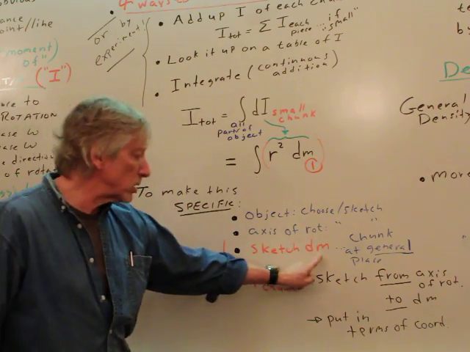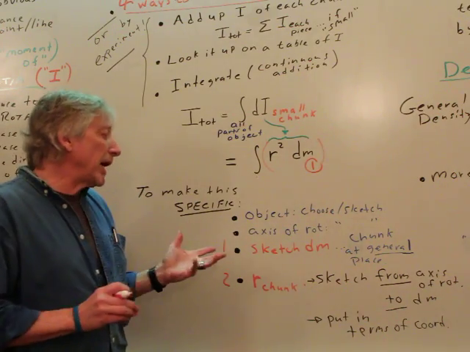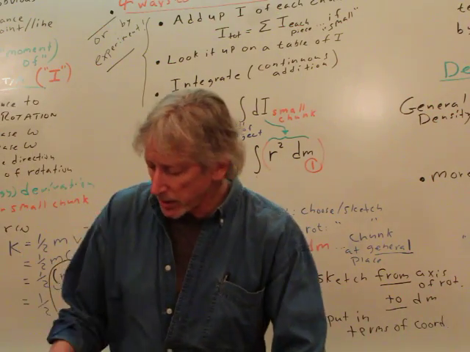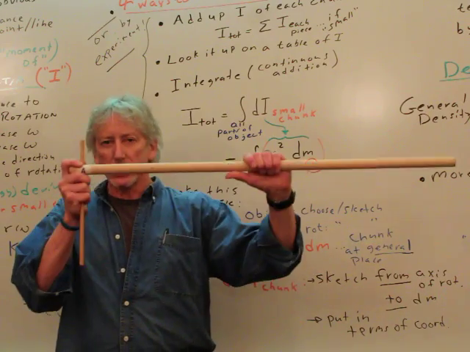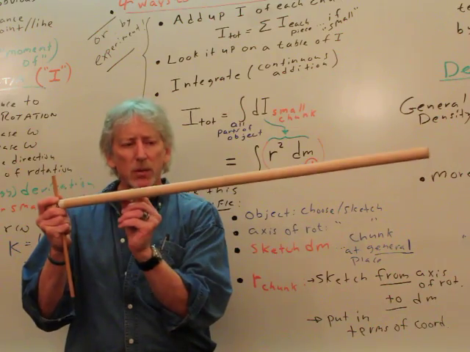You need to sketch dm. That is a little chunk. Now dm needs to be at a general place. So if I'm doing this rod, which is a great example here, around this axis of rotation, I'm not going to choose the center, I'm not going to choose the end, I'm just going to put it somewhere.